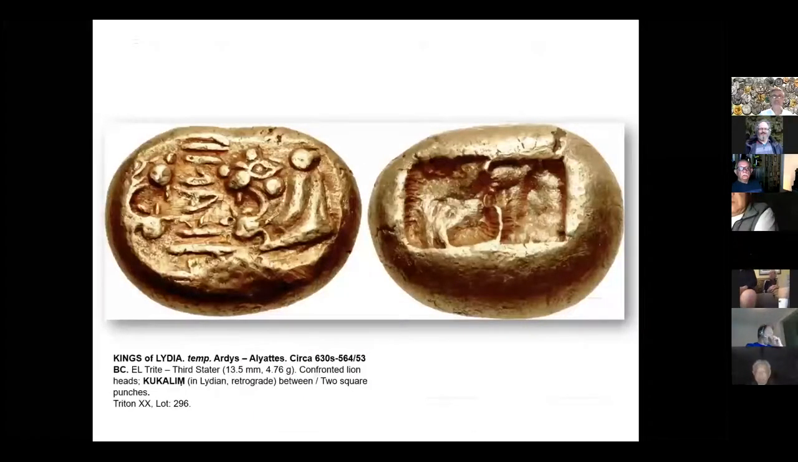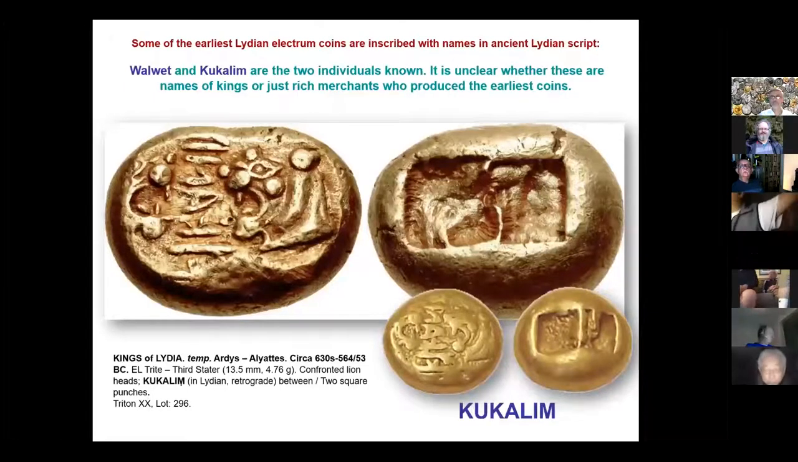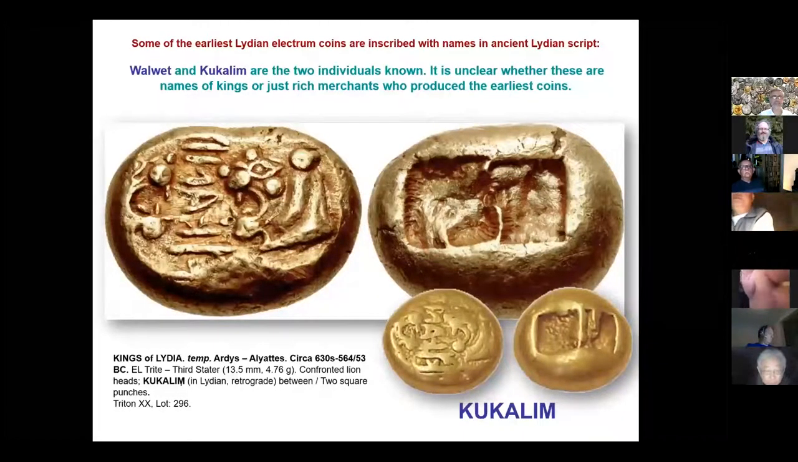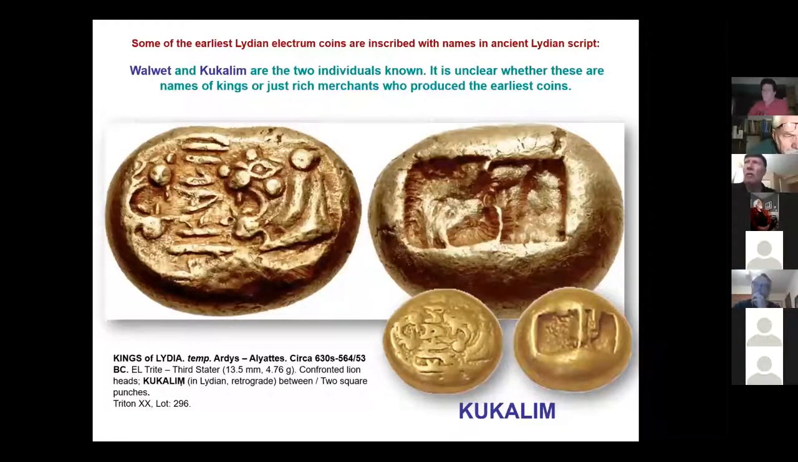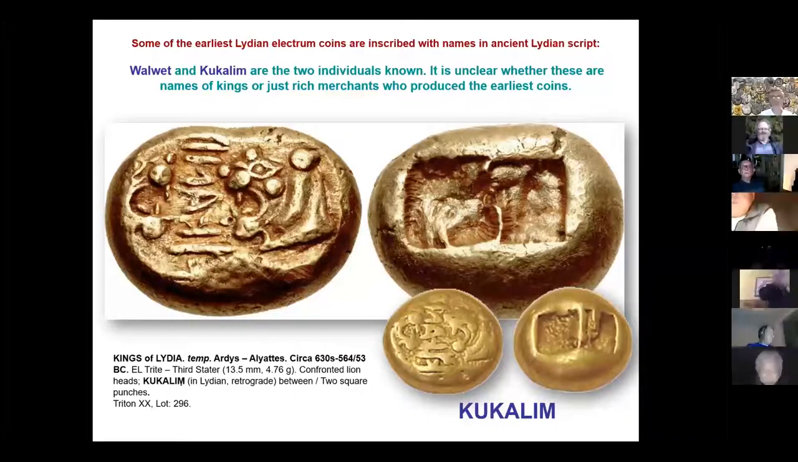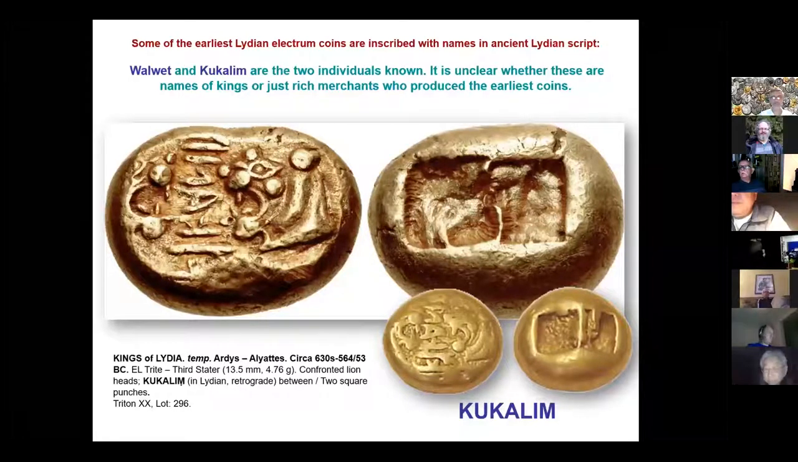Some of the earliest Lydian electrum coins are inscribed with names in ancient Lydian script. Two prominent names, Walwet and Kukalim, were noticed. However, it is not clear whether these are names of kings or just rich merchants who produced the earliest coins. I mostly lean toward either rich merchants or a moneyer, a supervisor assigned by the king to control the minting of coinage.